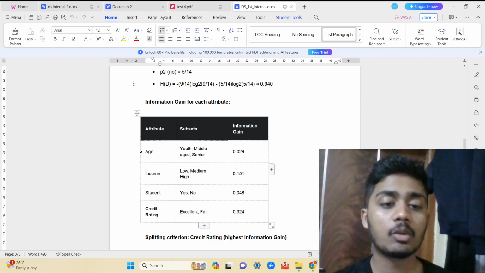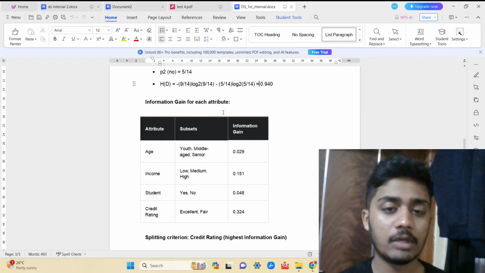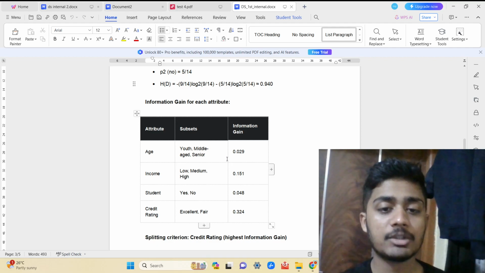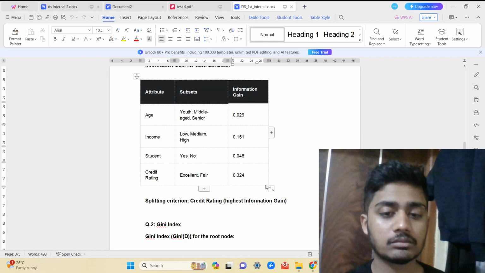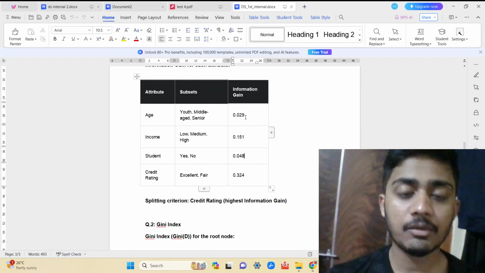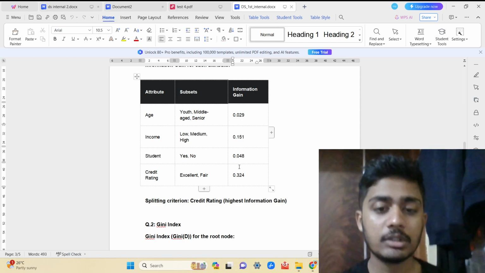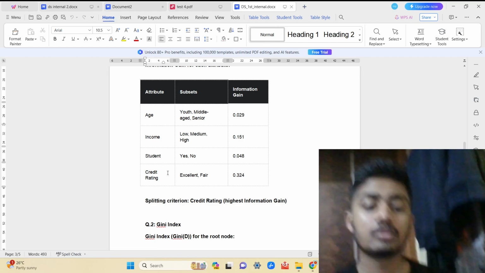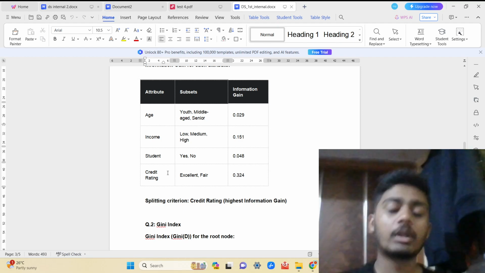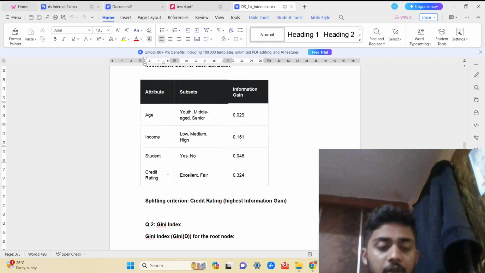Now here we will calculate the entropy and information gain for each and every attribute. This table shows the final information gains for every attribute like age, income, student, credit rating. Now we will see what the highest information gain is. Here we can see 0.324, that is for credit rating. So credit rating will be the root node in our decision tree.